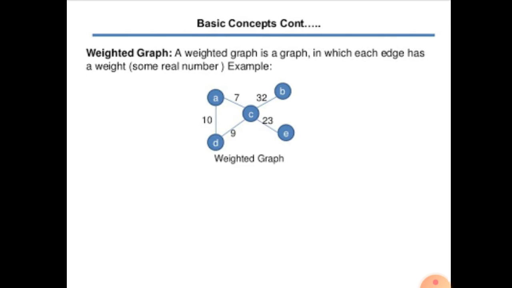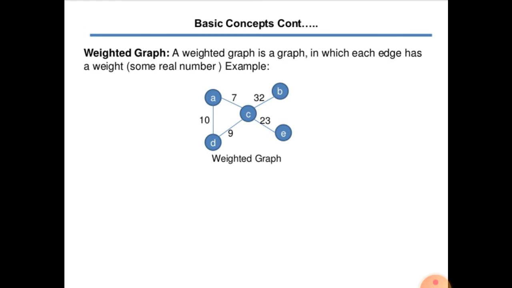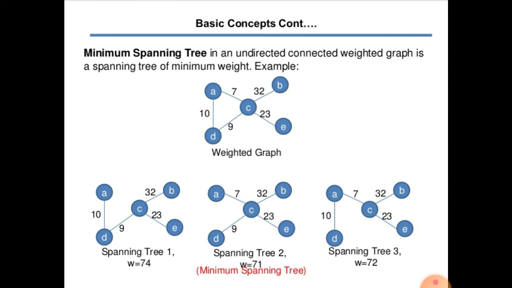Okay, now here is a weighted graph and I want to find the spanning tree for that. From that example we can create 3 spanning trees. Whenever we assign the weightage, each has some total weightage. The first spanning tree is 74, the second spanning tree is 71, the third spanning tree is 72.